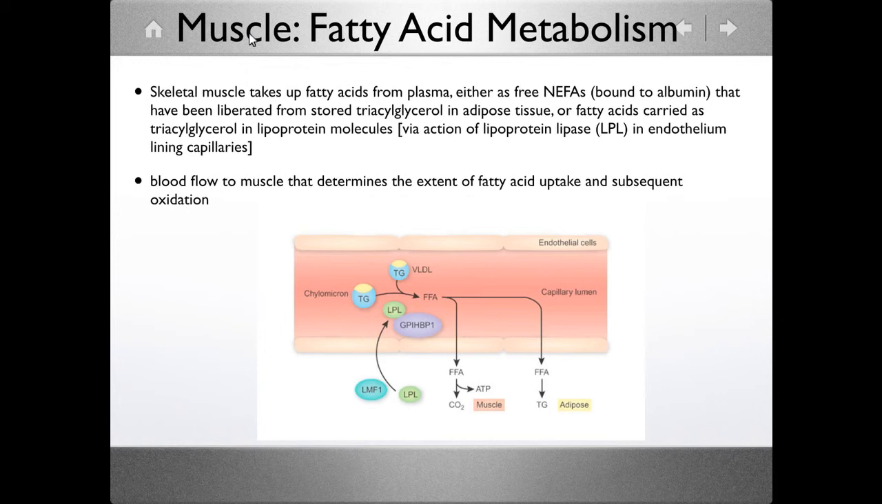So our muscle can take up fatty acids from either the plasma as free non-esterified fatty acids that have been liberated already, or it could be fatty acids carried as triacylglycerol in lipoproteins. In this case, you need lipoprotein lipase to cleave off those fatty acids. One of the major things that you want to know is that blood flow is a major determinant of the extent of fatty acid uptake and oxidation.